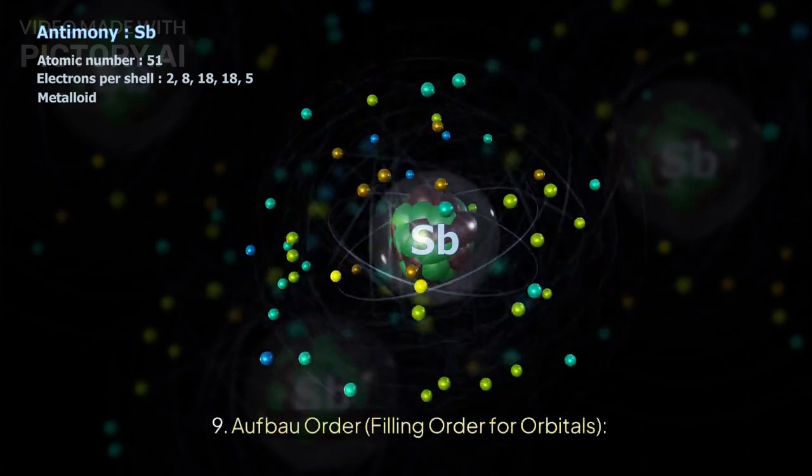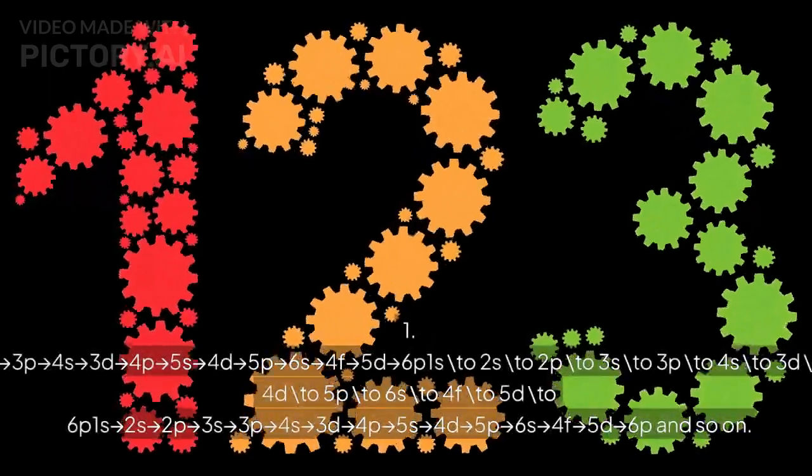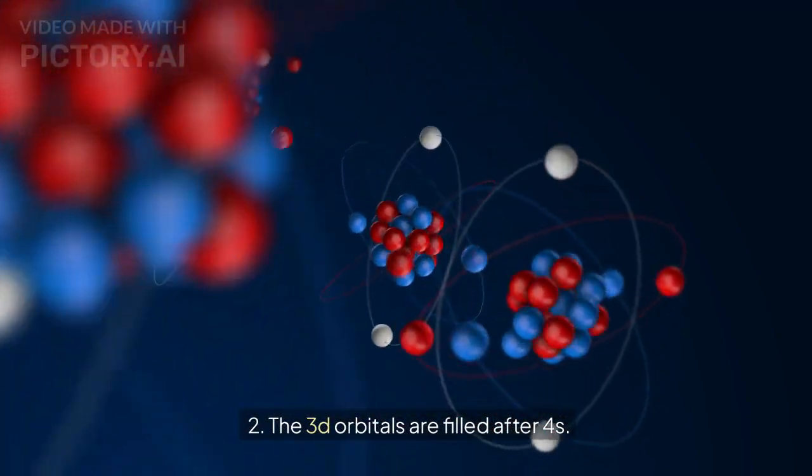9. Aufbau order, the filling order for orbitals. 1s, 2s, 2p, 3s, 3p, 4s, 3d, 4p, 5s, 4d, 5p, 6s, 4f, 5d, 6p, and so on. Note that the 3d orbitals are filled after 4s.